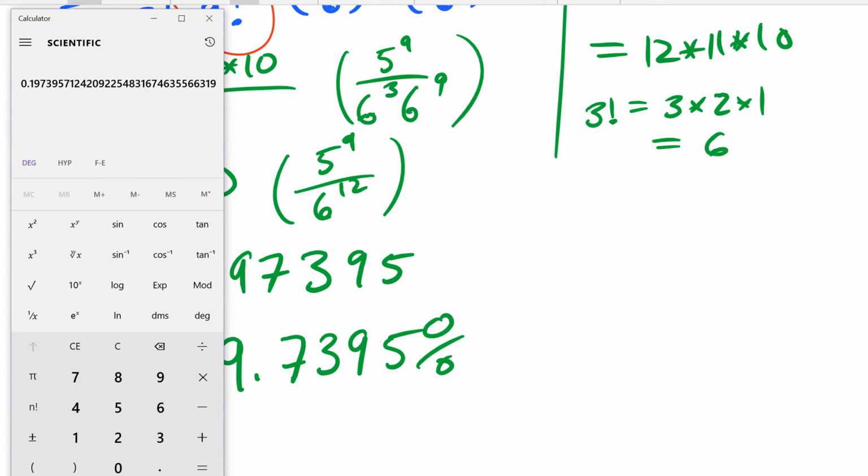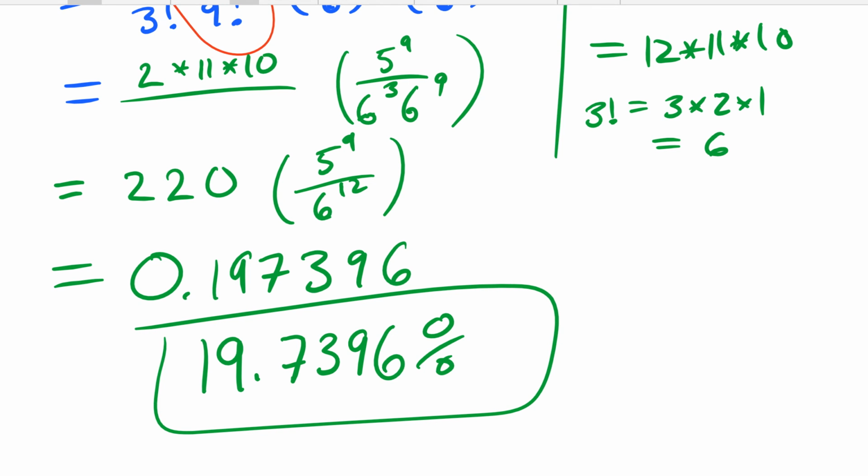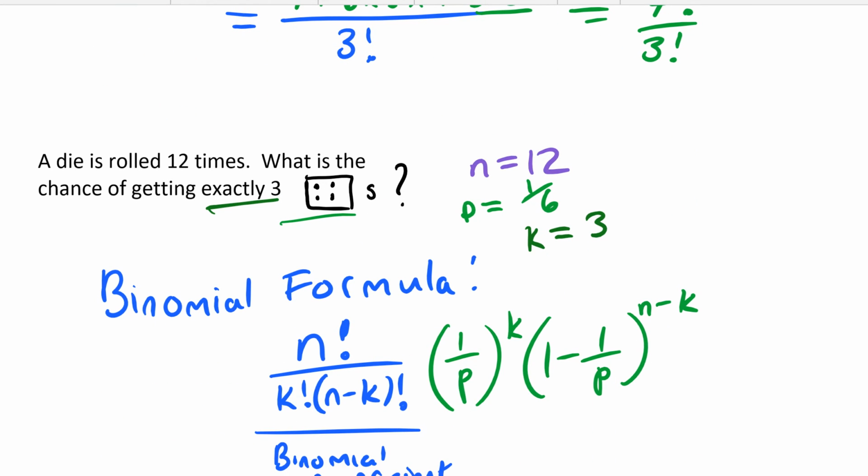Now, you do not have to go out to that many decimal places, and really we should round this to 6. And that is how you find the chances that you'll get exactly 3 4s in 12 rolls.